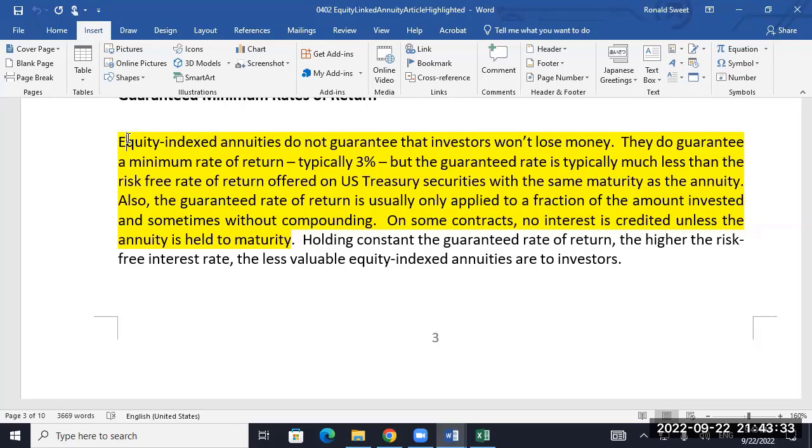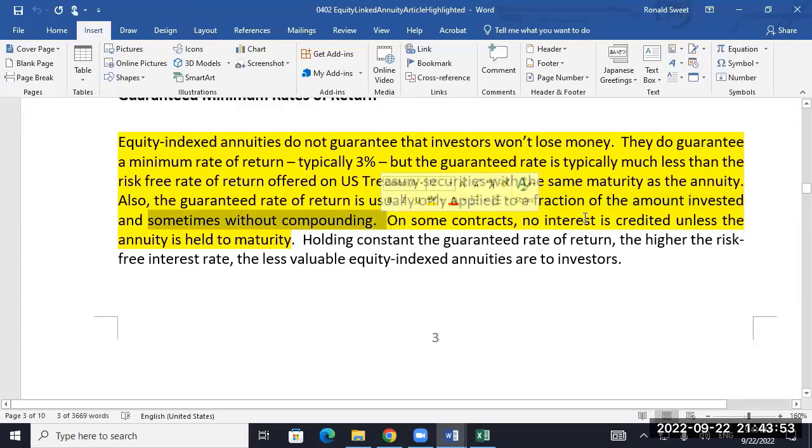So is that good for index linked annuities where their guarantee is 2% and now you can buy treasuries for 3.5%? It's going to be a bit of an issue. The guaranteed rate of return is usually applied only to a fraction of the amount you invested. Sometimes it's without compounding. On some contracts, no interest is credited unless you hold it to maturity. So if you decide to change your mind, you're going to lose all of that.